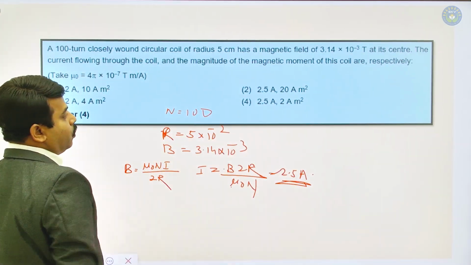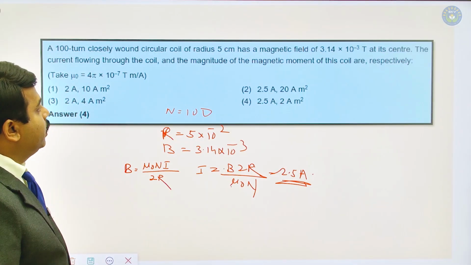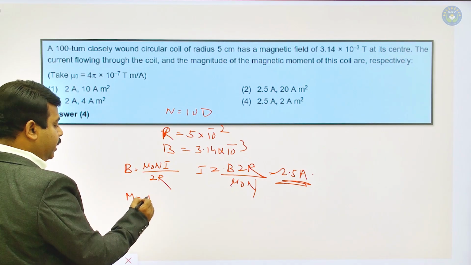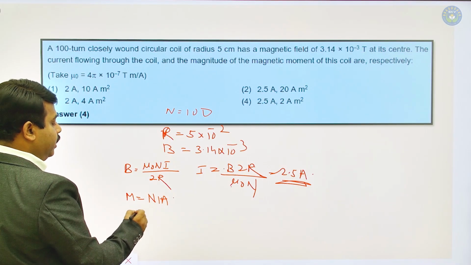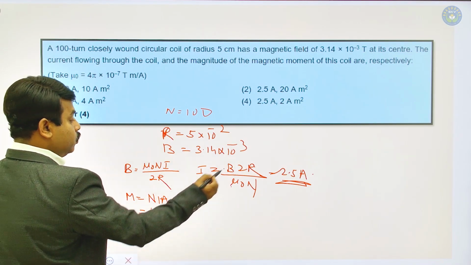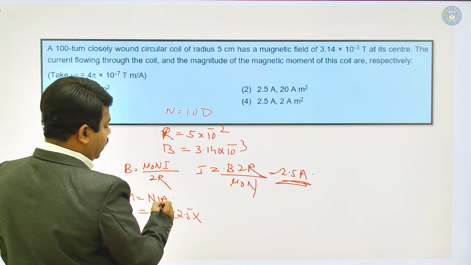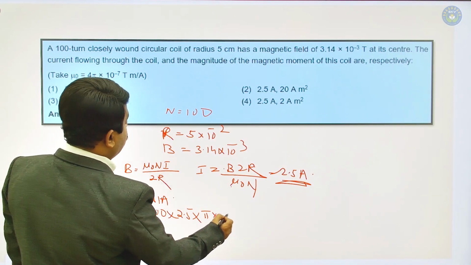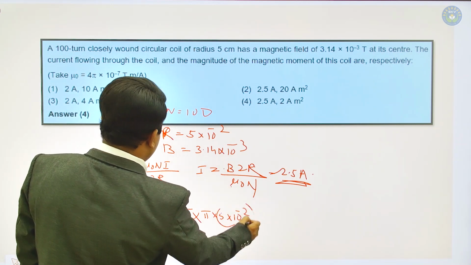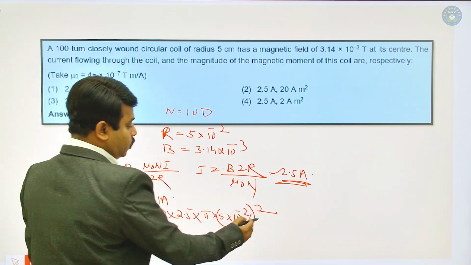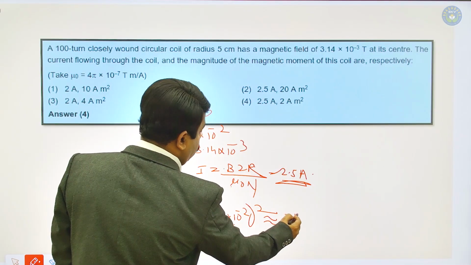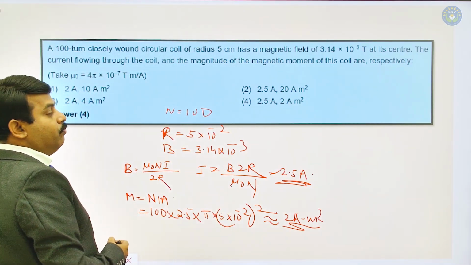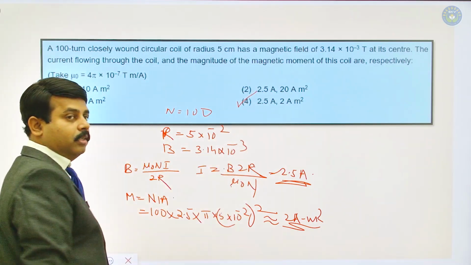But two options give 2.5 ampere, so we have to calculate the magnetic moment also. What is the magnetic moment of a coil carrying current? N I A. That is N is 100, I is 2.5, and the area is pi r square. Pi into r, what is r? 5 into 10 raised to minus 2, the whole square. Then you get approximately 2 ampere meter square. Okay. Then 2.5 and 2, option 4 is correct, right?